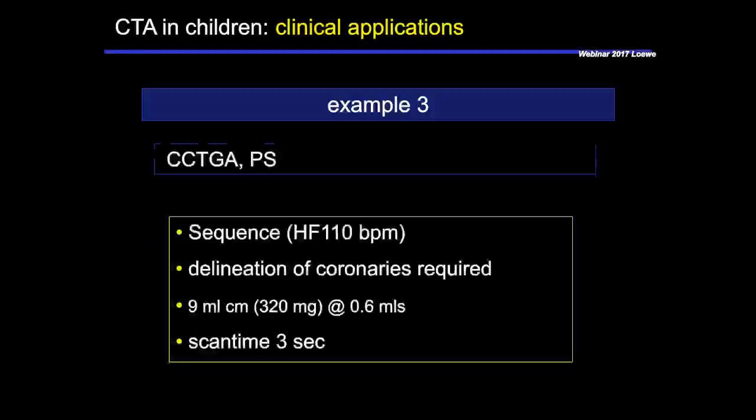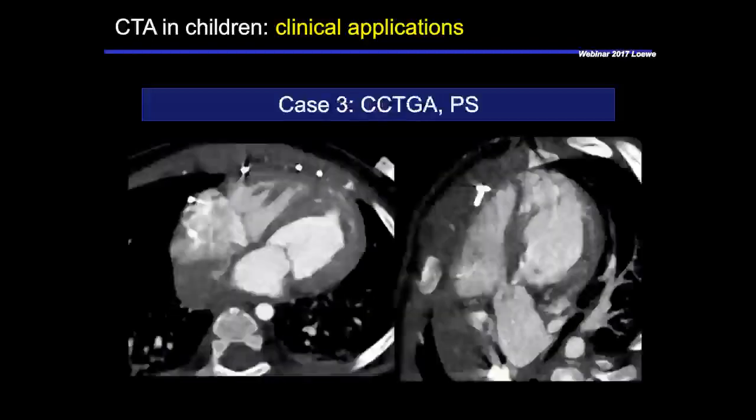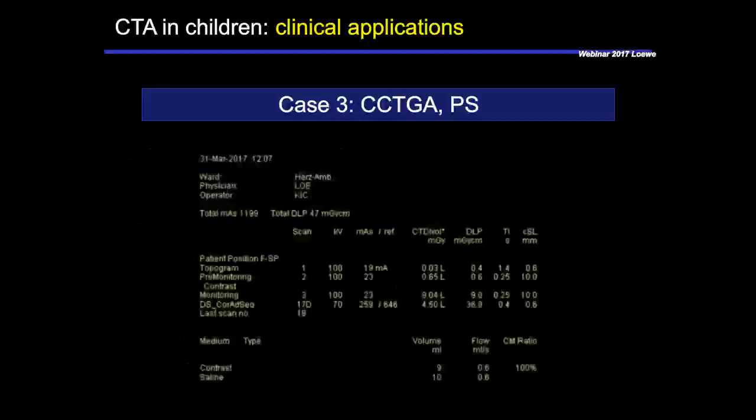We have 9 mL of contrast, and you see here the images look a little bit different, so the dose was a little bit higher here. And this gives you a very, very nice and great overview as well. And here the radiation dose was quite a bit higher in this patient.